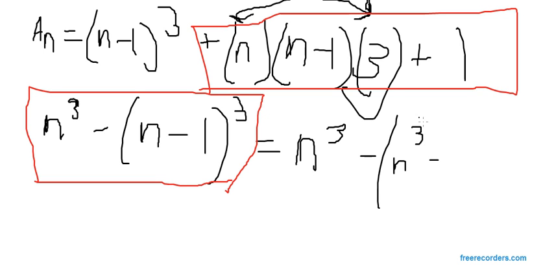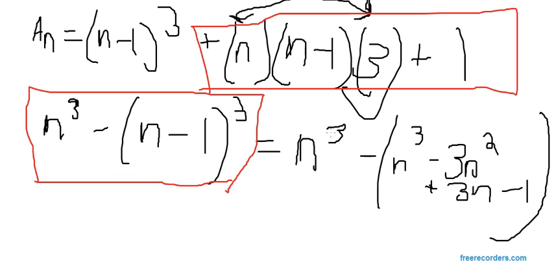Sorry, I'm thinking for a second here. Okay, minus 3n squared, plus 3n, minus 1, because the signs should be alternating, so this is positive, negative. Okay, so it's n cubed minus that whole thing.